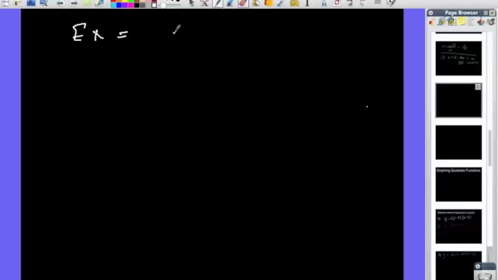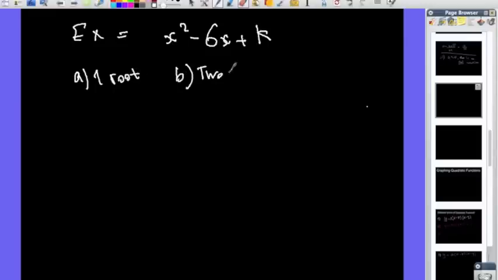Okay, if we have x squared minus 6x plus k, and they ask us to find which k value of the equation has a) 1 root, b) 2 roots, and c) no root. So we would first check with a.